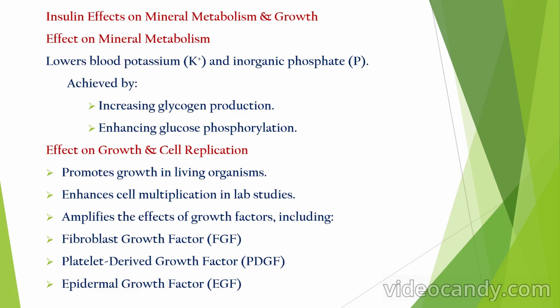Insulin action on mineral metabolism and growth. Insulin lowers the level of potassium and inorganic phosphate in the blood by increasing glycogen production and glucose phosphorylation. Insulin promotes growth in living organisms and helps cells multiply in lab studies. Research using cultured fibroblast cells shows that insulin enhances the effect of growth factors like fibroblast growth factor, platelet-derived growth factor, and epidermal growth factor.